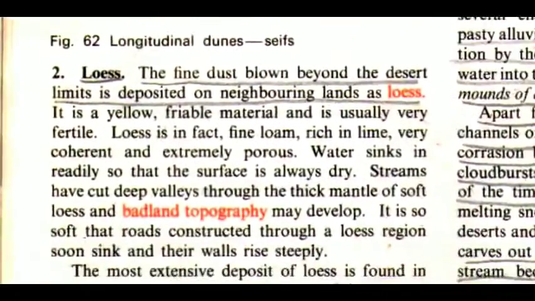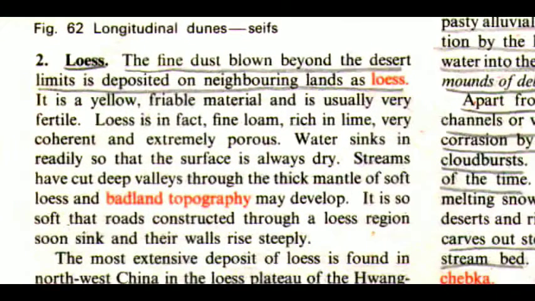The second one is loess. The fine dust blown beyond the desert limits is deposited on neighboring lands as loess. It is a yellow, friable material and is usually very fertile. Loess is in fact fine loam, rich in lime, very coherent and extremely porous. Water sinks in readily, so that the surface is always dry.